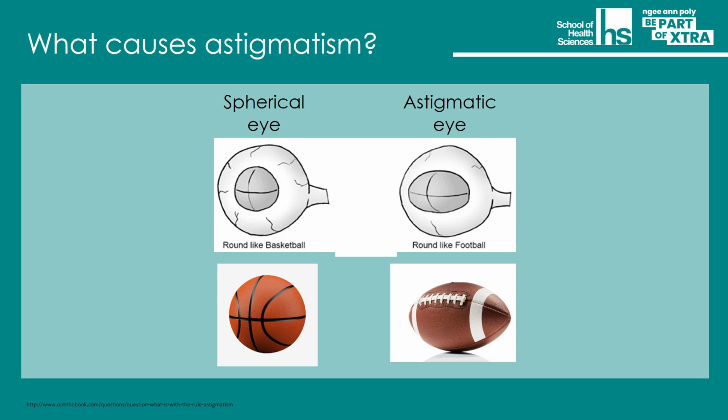This picture shows us the difference between a spherical eye and an astigmatic eye. If you look at the picture on the left, it is a spherical eye whereby it looks like a basketball, where the horizontal and the vertical has the same curvature. Whereas in an astigmatic eye, it will look like a football, where the horizontal and the vertical has a different curvature.